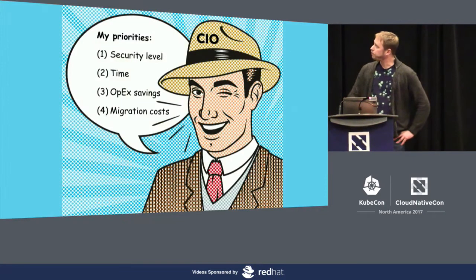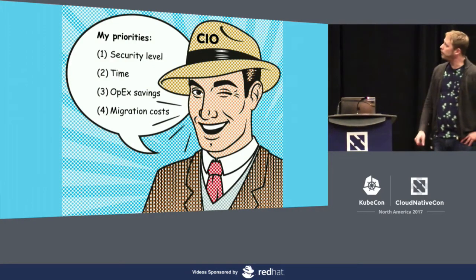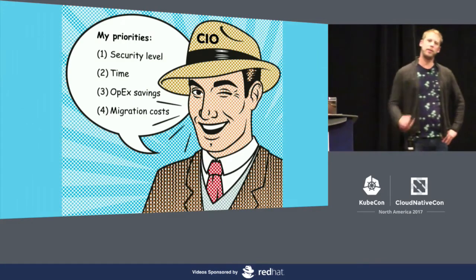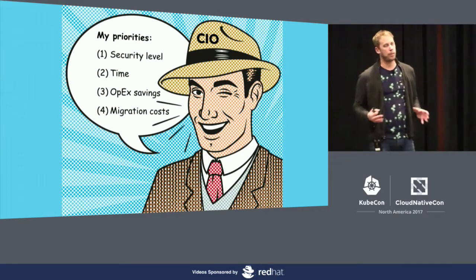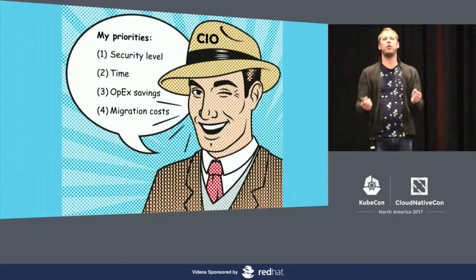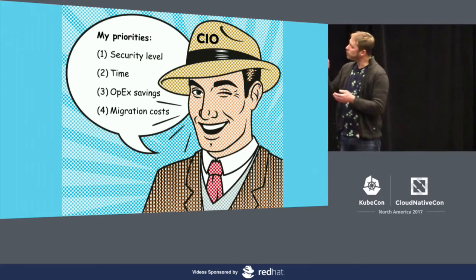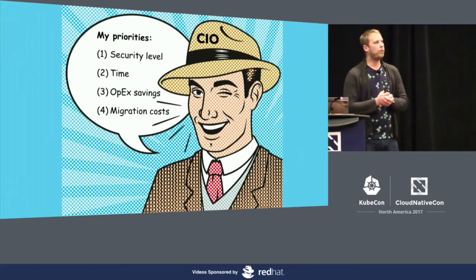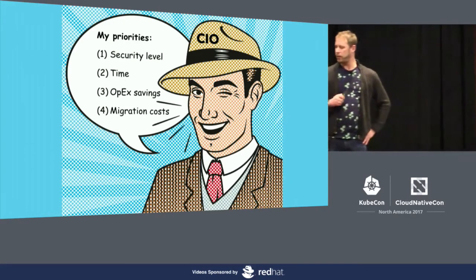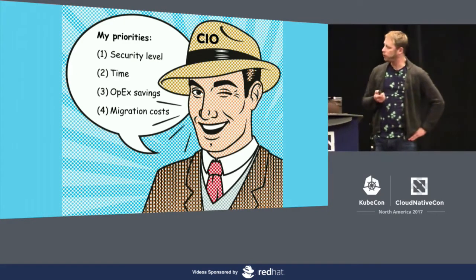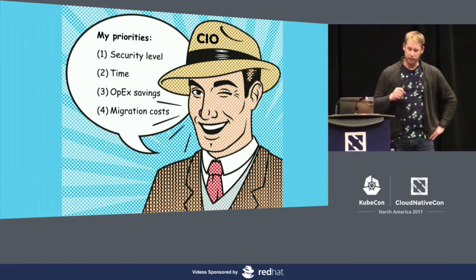The CIO also set some priorities for the migration project. The top priority is to increase the security level, as applications are migrated from a very trusted zone, the on-premises data center, onto a potentially a little bit untrusted zone, public cloud infrastructure. So security was a major concern. Shortly followed by time: it was important to hit this schedule and migrate those applications within 1 year. And he also wants to save money, so the migration cost shouldn't be that high.